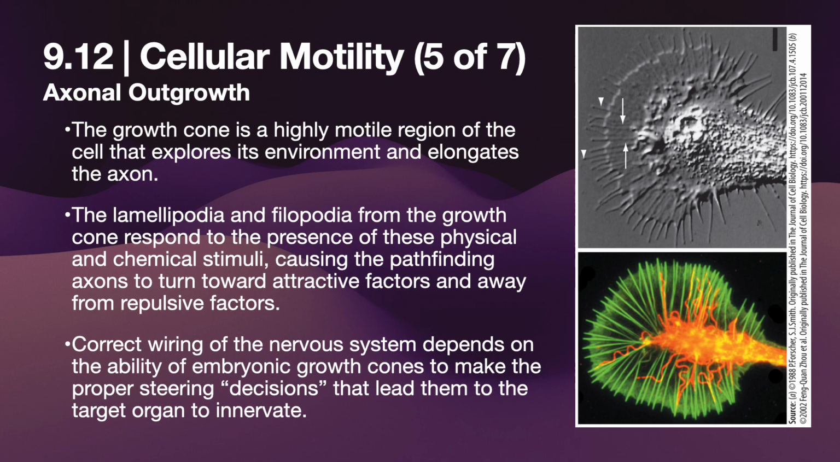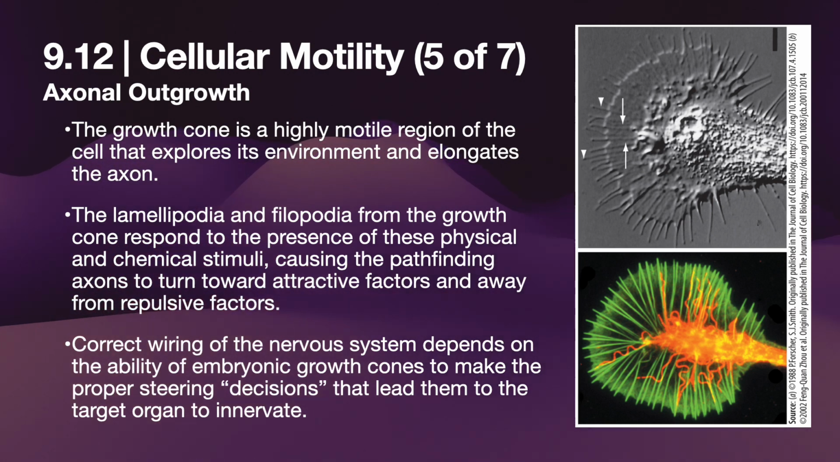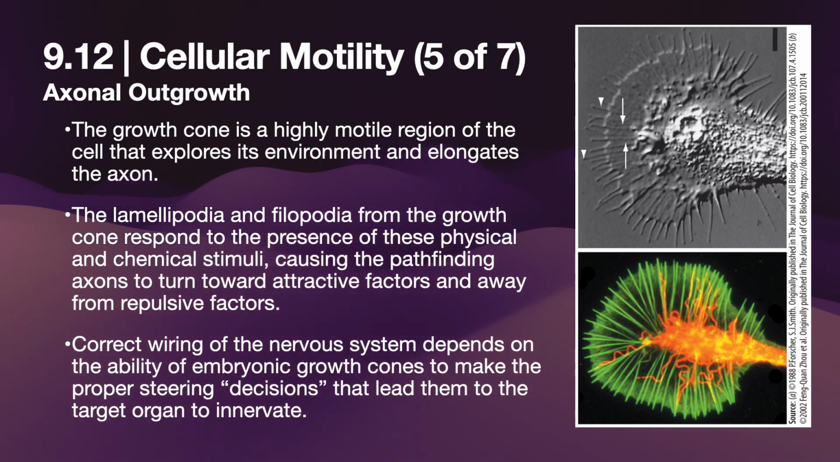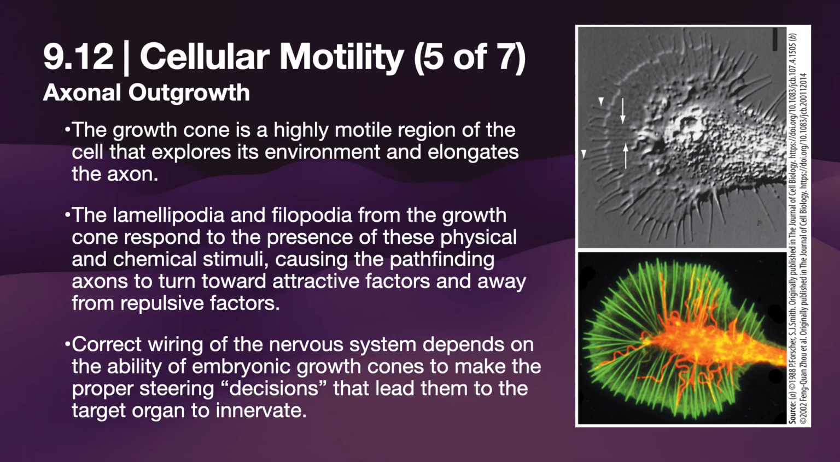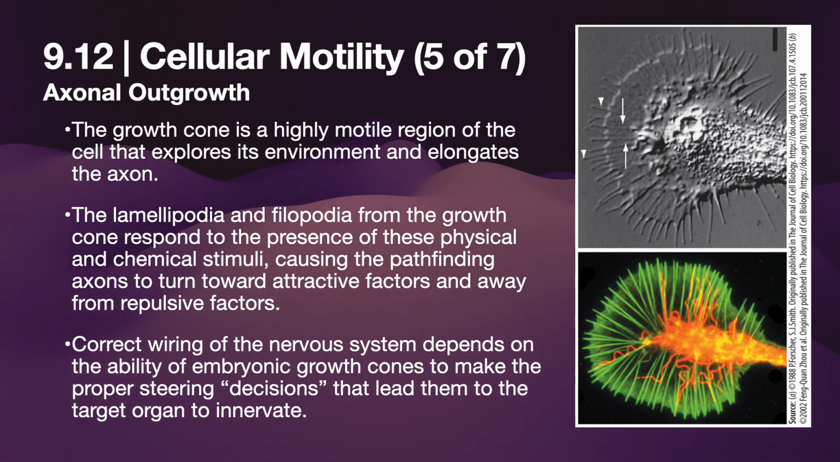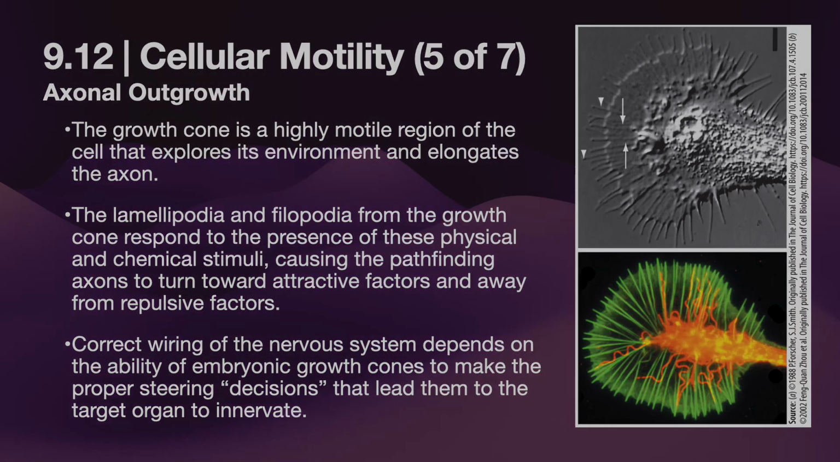With axonal outgrowth, the growth cone is a highly motile region of the cell that explores its environment and elongates the axon. The lamellipodia and filopodia from the growth cone respond to the presence of these physical and chemical stimuli, causing the pathfinding axons to turn toward attractive factors and away from repulsive factors. Correct wiring of the nervous system depends on the ability of your embryonic growth cones to make the proper steering decisions that lead them to the target organ to innervate.